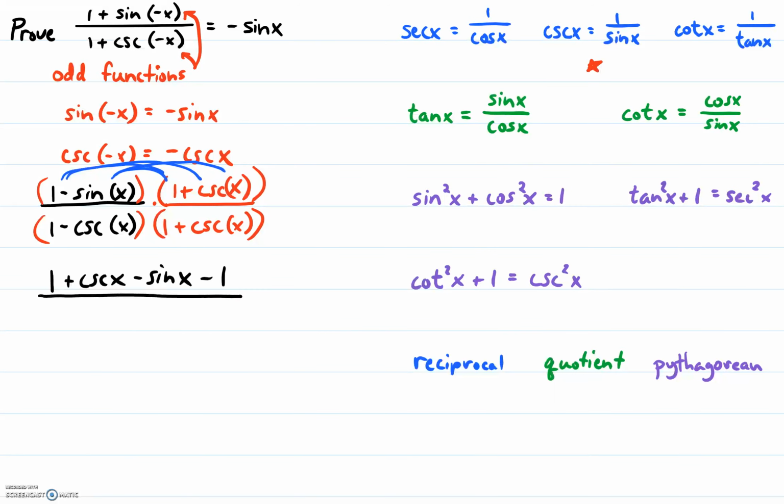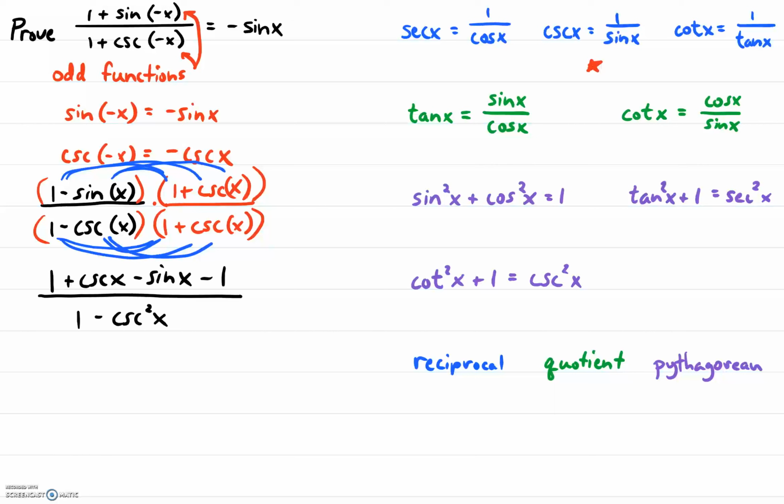And so now foiling in the denominator, we're going to have again 1 times 1, 1 times cosecant, and 1 times negative cosecant. So all we have left over there is a 1, because the cosecant positive and negative are going to cancel each other out. And then the final thing we'll have, let me get that in blue, is going to be negative cosecant times cosecant x, and that's going to give us negative cosecant squared x.